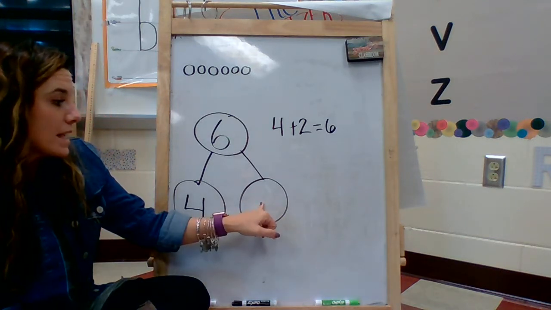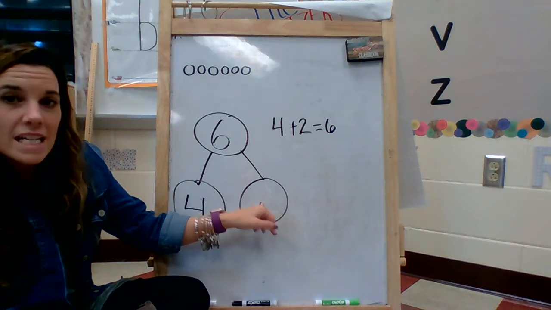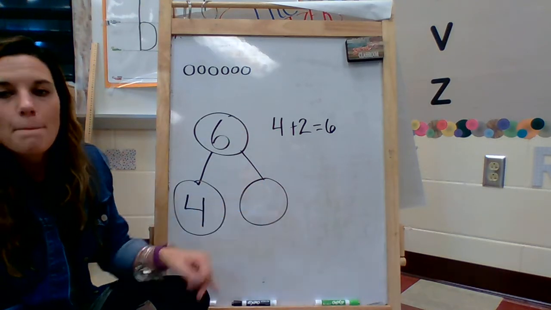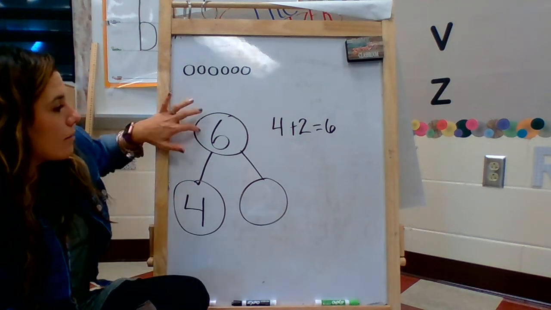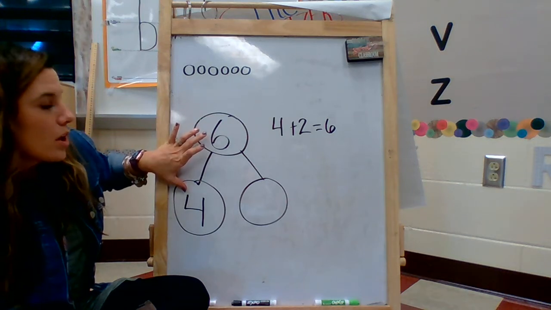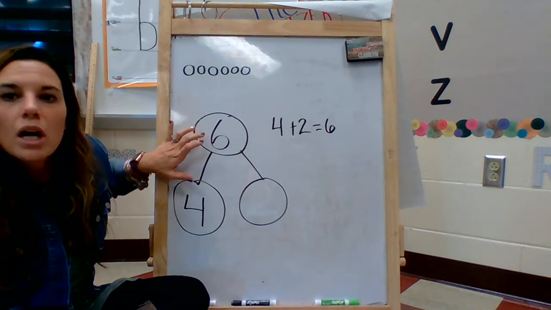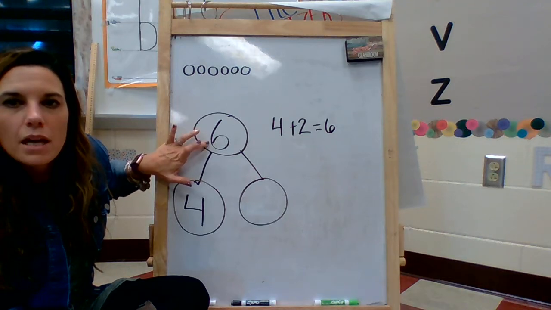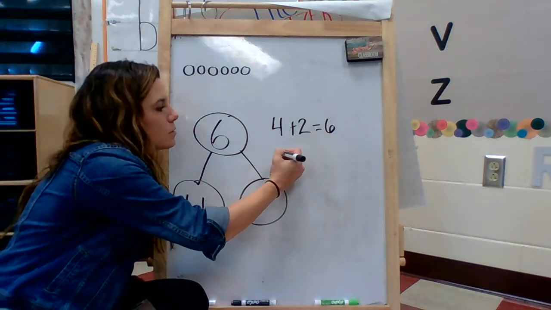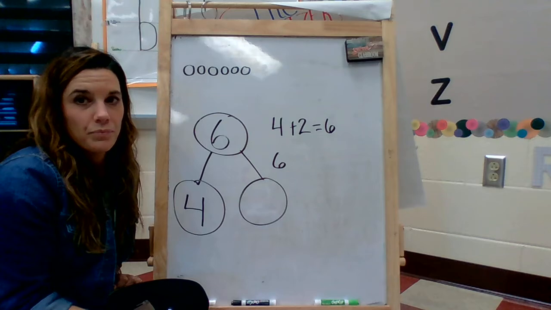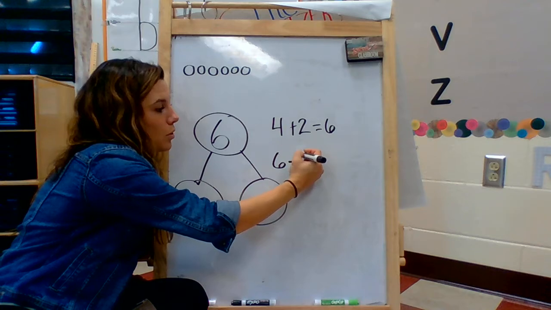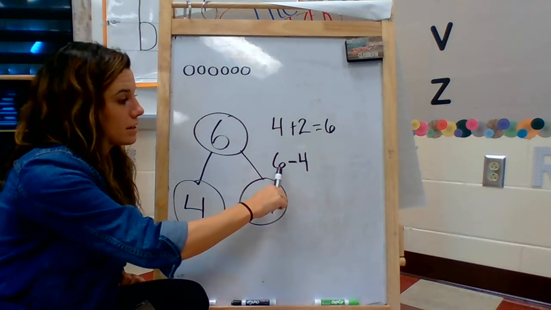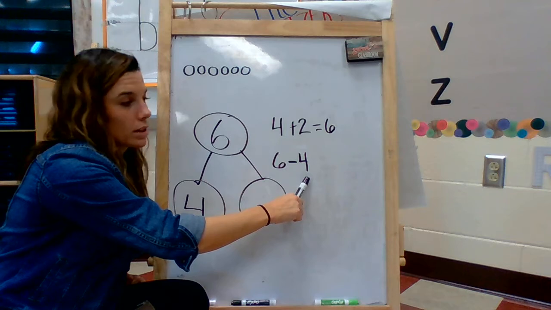Okay, so we still have a missing addend that we need to find. But instead of using addition, let's find it by using subtraction, okay? So we have our 2 numbers, 6 and 4. When we talk about subtraction, we always want to start with the biggest number, okay? The biggest number. So if we had 6 bears at the end of the day, I want to figure out what this number is, so I'm going to take away 4 bears. I'm going to subtract 6 minus 4, okay?